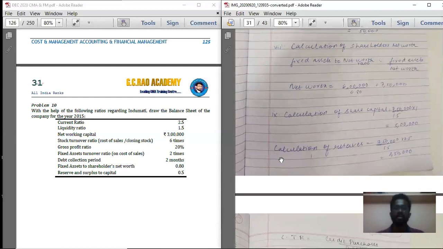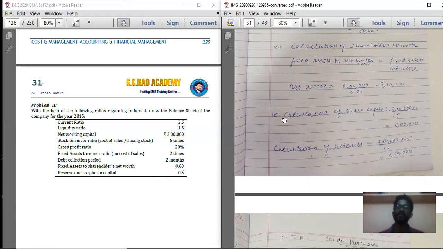What is net worth? Both put together, reserves and surplus and capital is the net worth. So here we have found that reserves and surplus to capital is 0.5. So 0.5 plus 1 is equal to 1.5. So this 1.5 is net worth. Last time we did the same working. Net worth is nothing but the summation of reserves and surplus and capital.